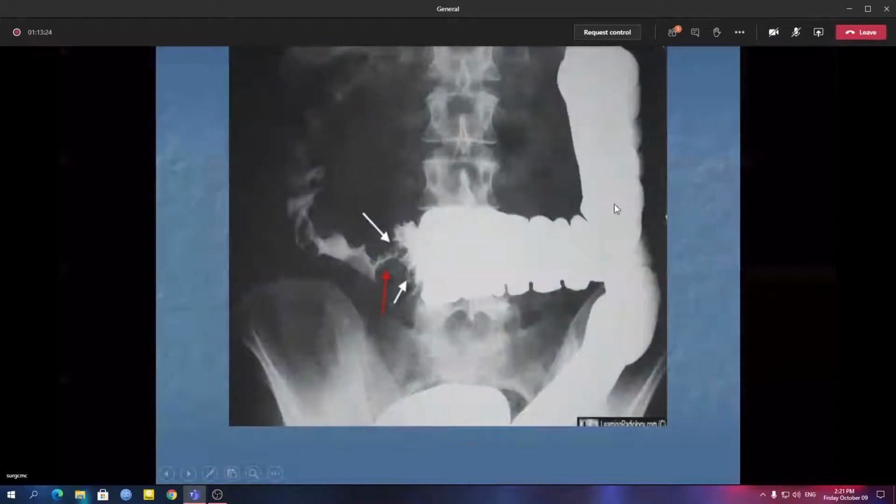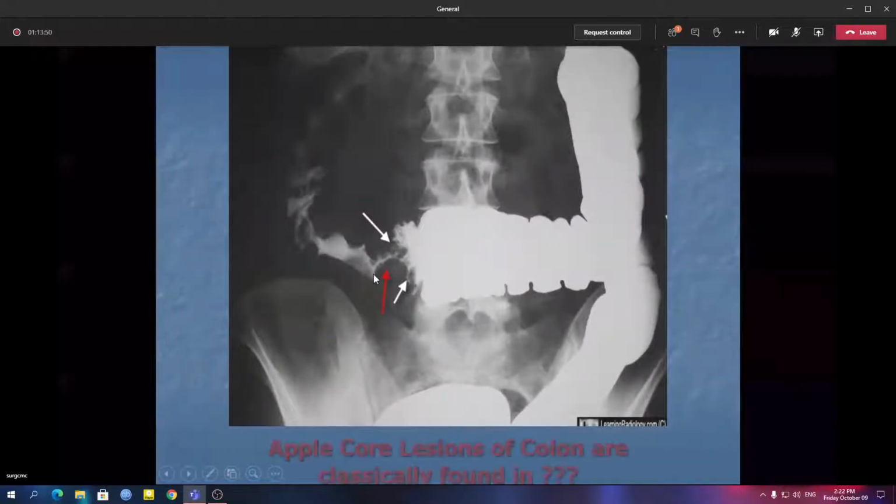See, this is the transverse colon going like this. This was the proximal colon, ascending colon and all. It is a barium enema actually. This is the transverse colon, and here you can see from this side there is a filling defect, mass effect. Centrally a small amount of dye could have passed. So this is known as the apple core lesion in a case of colon, which is classically found in carcinoma colon. This is another example of apple core lesion within the colon.